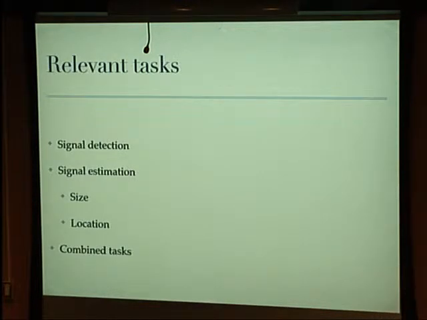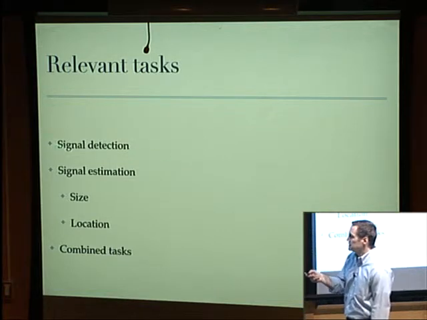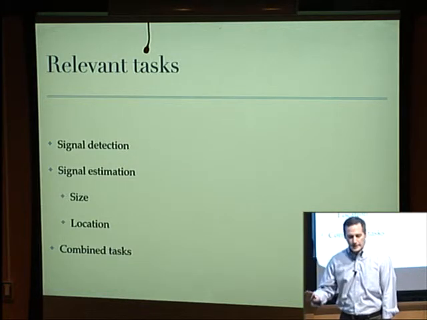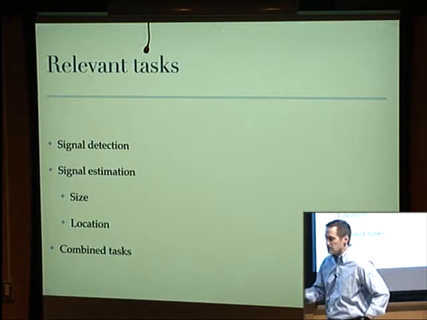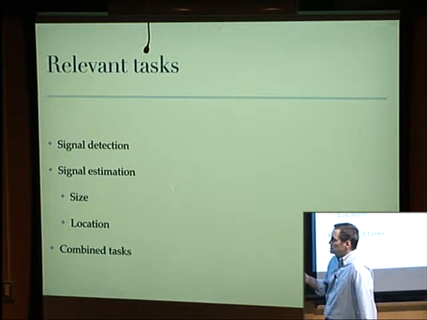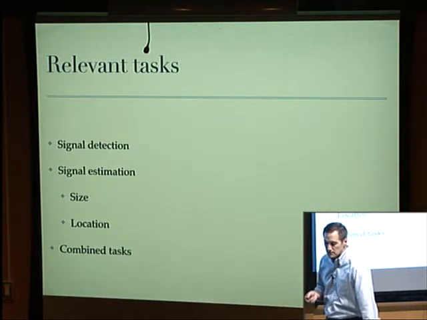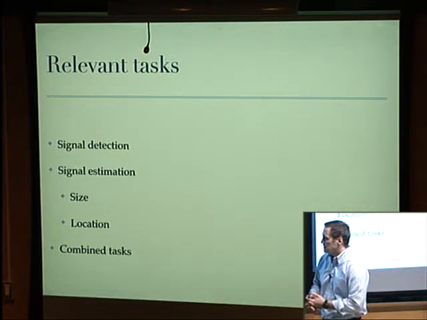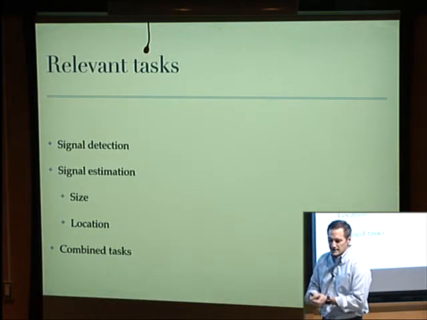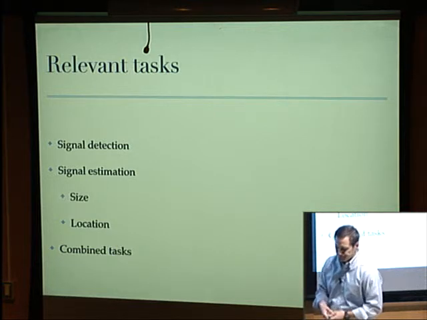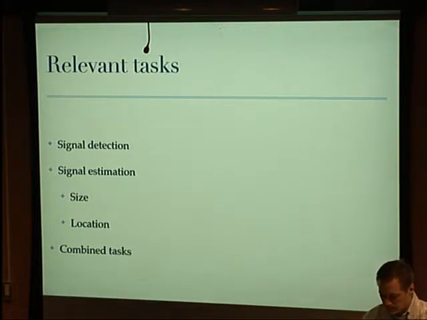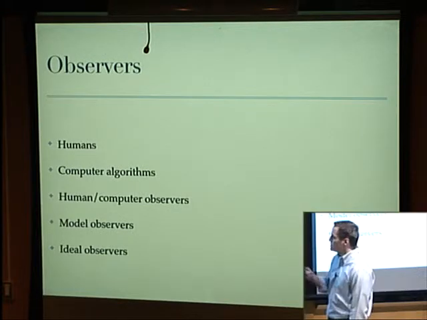So relevant tasks that I'll be talking about: signal detection, that's the one I just talked about, taking an image and trying to determine whether there's a signal present in that image or not. Signal estimation, so given that a signal is present, that may not be all you need to know. You have to know where it's located, the size of that signal, et cetera. And combined tasks, which have a signal detection and an estimation component to them, which are really the more realistic tasks. If you told somebody there's a signal in that image, that's not very satisfying. They want to know where it is, or maybe what type of signal it is. Those are the tasks we'll be dealing with.